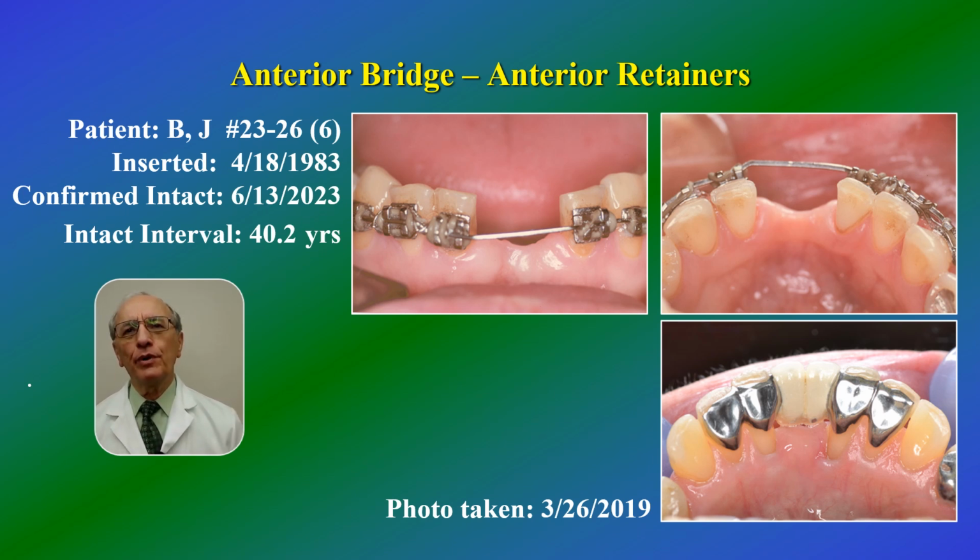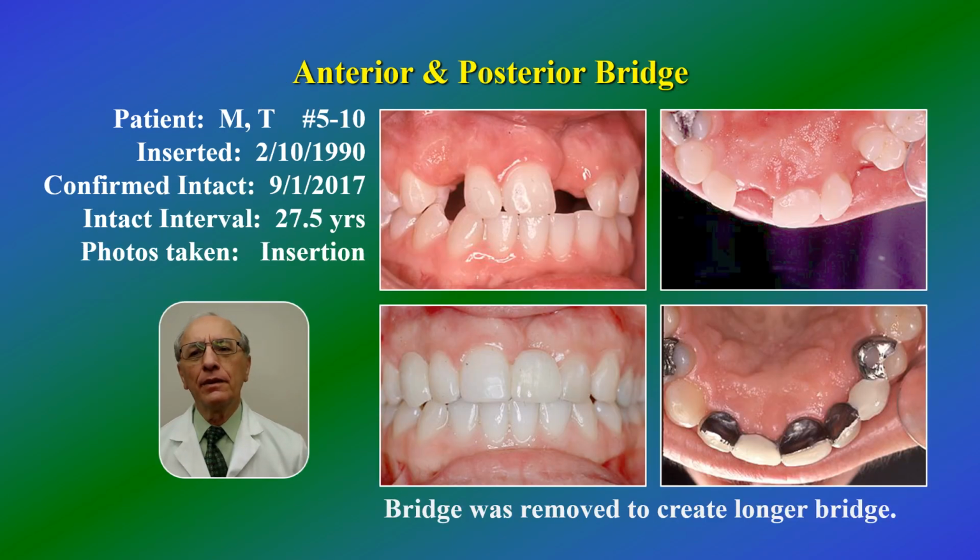This is a 6-unit bridge supported by the 4 incisors and not involving the cuspids due to a large space after orthodontic treatment. This bridge was removed by the patient's current dentist to fabricate a longer bridge using the abutments of the Maryland bridge. This case is considered disrupted treatment. It's not a failure nor a continuing success. The bridge served the patient for 27.5 years.